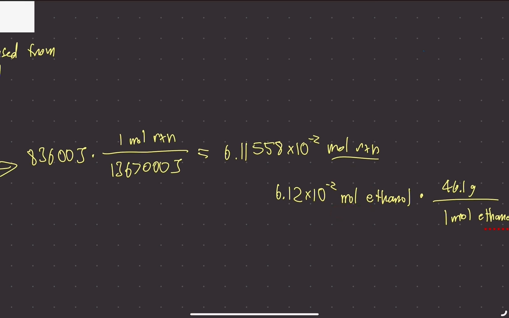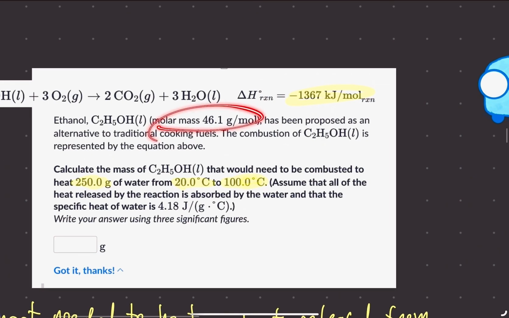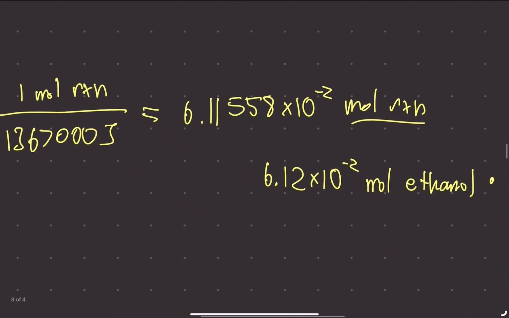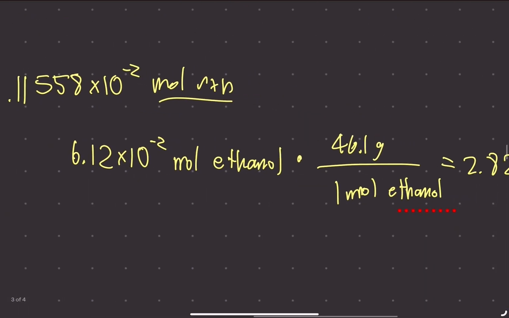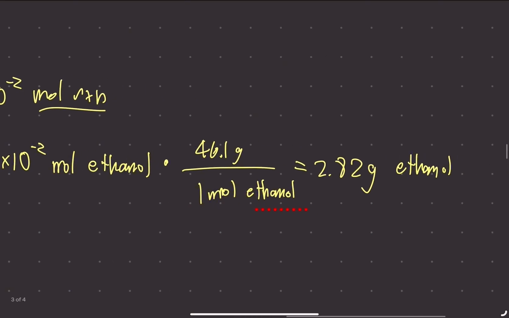So how do you convert moles to mass? We have the molar mass over here. Look at that. This is the molar mass: 1 mole of ethanol is equal to 46.1 grams. So I multiply this, the moles cancel out, and we're left with 2.82 grams of ethanol.